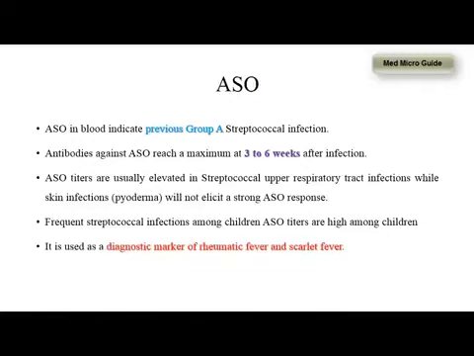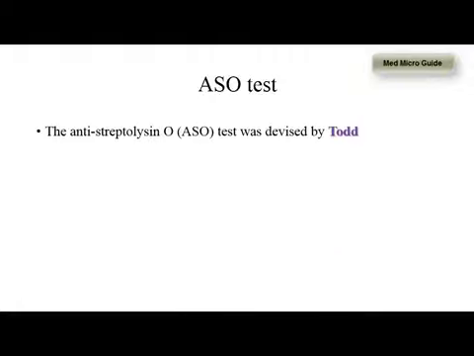The demonstration of anti-streptolysin O in the blood is used as a diagnostic marker for rheumatic fever and scarlet fever. The ASO test is widely used in clinical practice to diagnose antecedent streptococcal infections. The test was first devised by Todd, and hence we express the ASO titers in Todd units.